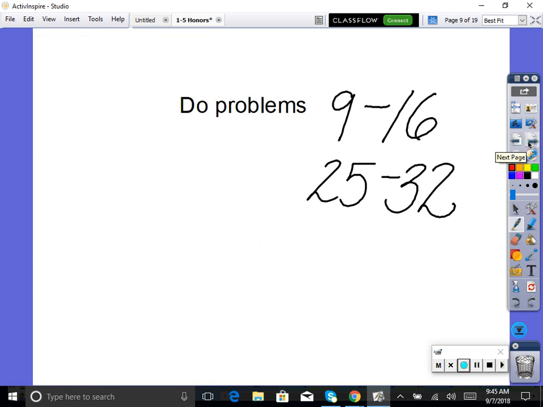Okay, what I'm going to do now is give you some time to do these ones. Ready, go. Don't do ones that are not assigned. There's a reason I'm assigning these ones right now.